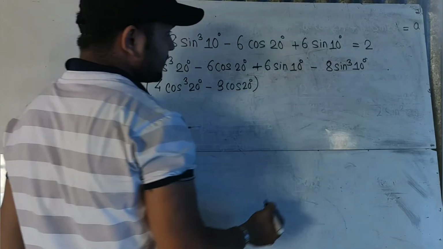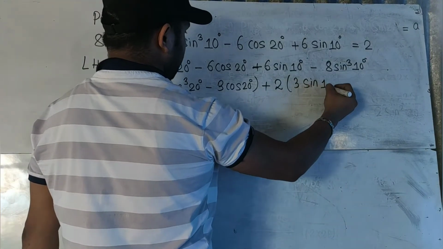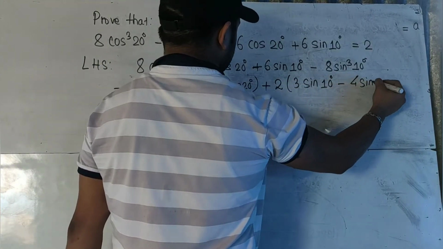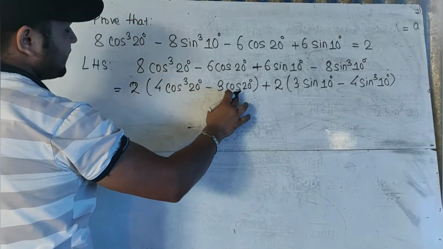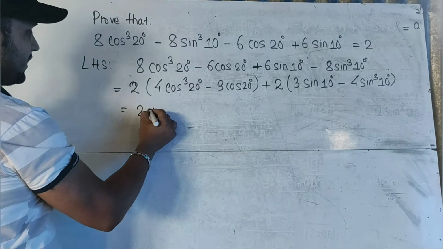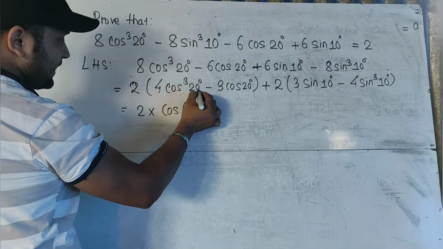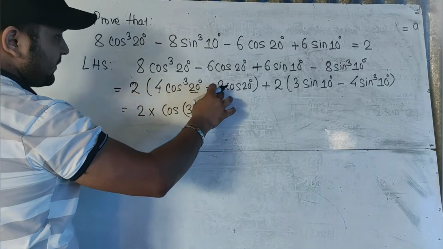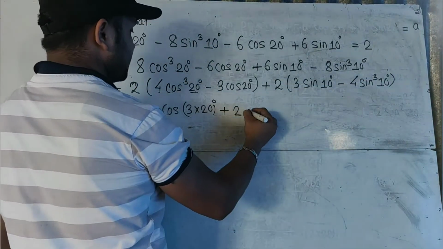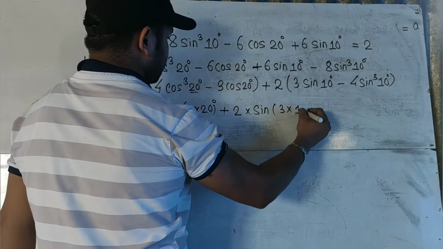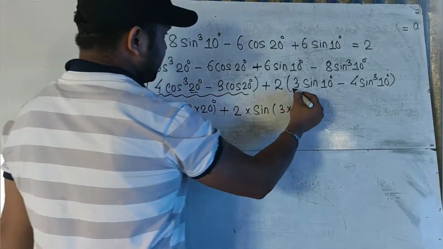You can write this way. It's just to make the calculation easy. Now when you do, we can take 2 common here. When you take 2 common, you will have left here 3 sine 10 minus 4 sine cube 10. Now we know the formula. If 4 cos cube theta minus 3 cos theta is cos 3 theta, so you'll have here cos 3 into 20 degree. Why? Because 4 cos cube theta, 20 is assumed to be theta here. 4 cos cube theta minus 3 cos theta is cos 3 theta, plus 2. Now 3 sin theta minus 4 sin cube theta is sin 3 theta. Now we got this.